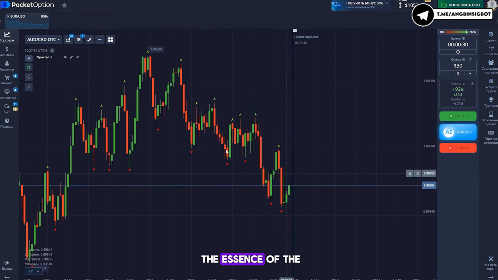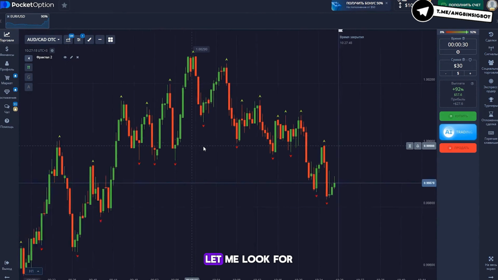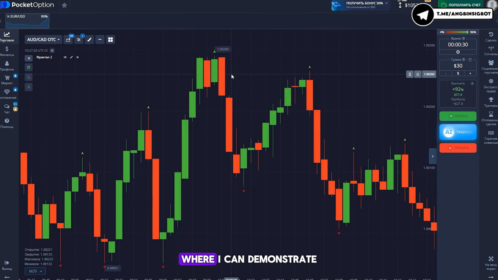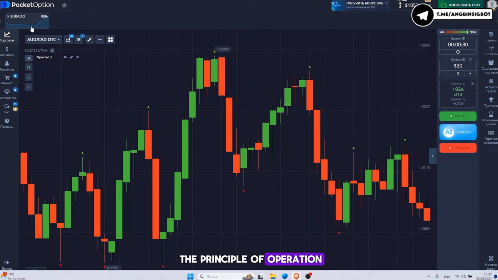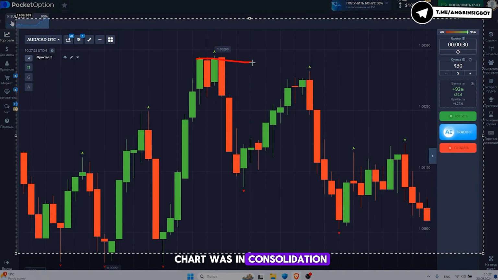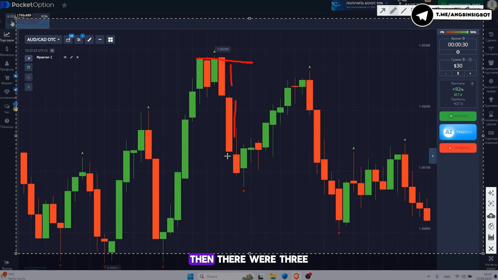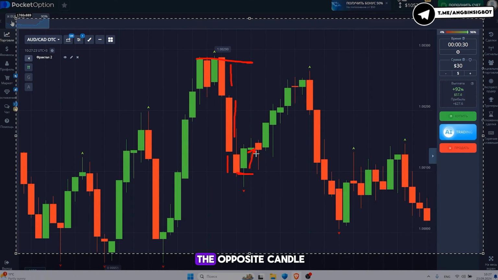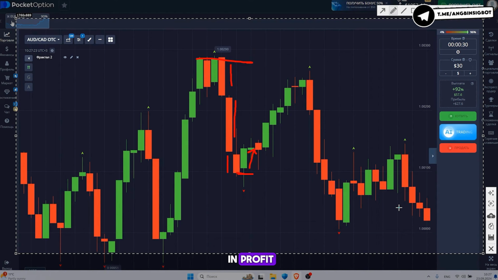Now let's get to the essence of the strategy itself. Let me look for a situation on the chart where I can demonstrate the principle of operation. For example, here in this place, we see that the chart was in consolidation, meaning it was moving up and down within the same range. Then there were 3 large candles down, and if we had opened a trade at the beginning of the opposite candle, we would have closed in profit.